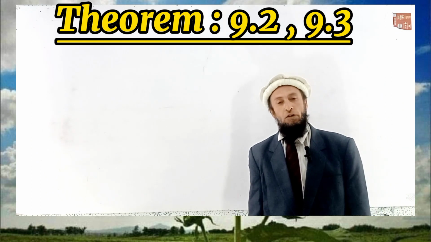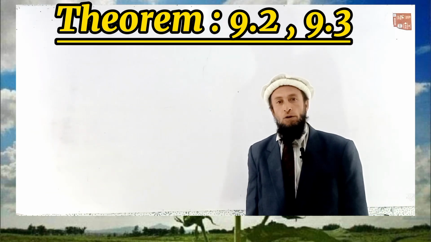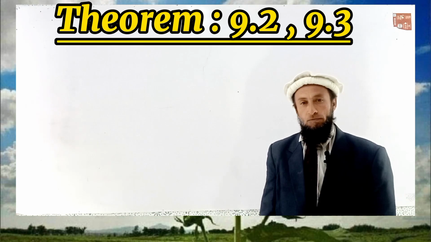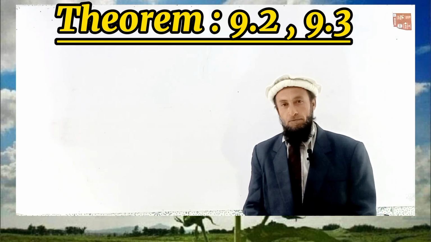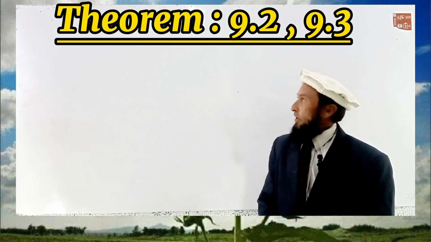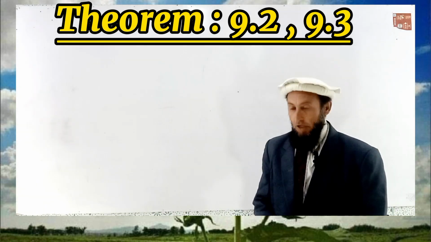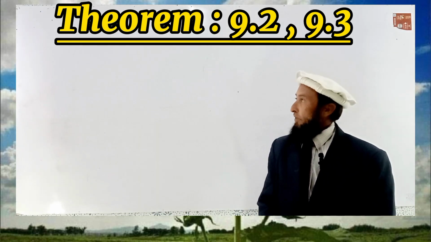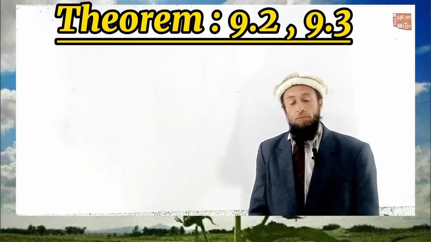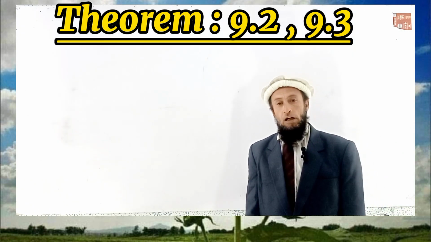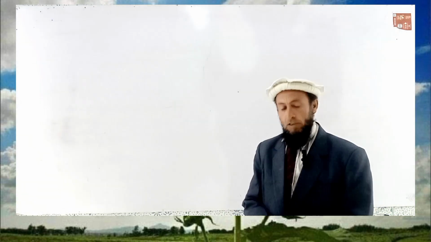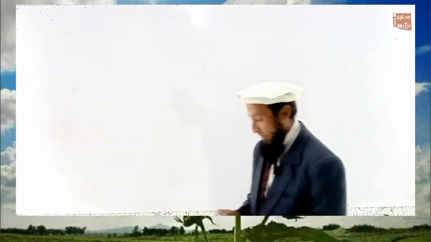Today, our topic is Theorem 9.2 from the 10th class book. The statement of the theorem is: a straight line drawn from the center of a circle to bisect a chord which is not a diameter is perpendicular. This is the statement of the theorem. First we write the statement of the theorem.